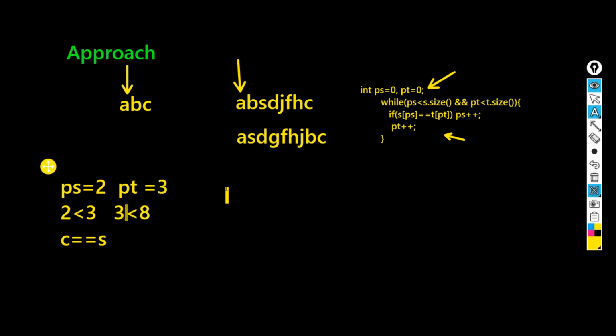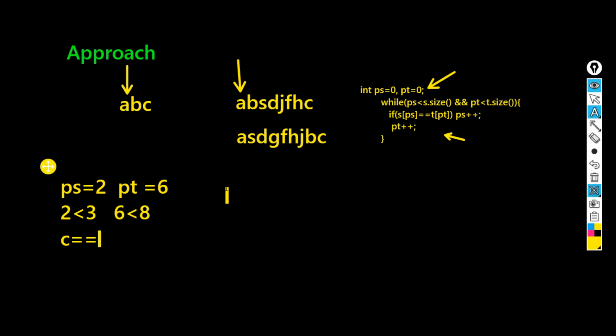Now 3 is less than 8, true. Here C will be as it is, and in place of S, D will come. D is not equal to C, so we again increment PT. It will be 5. 5 is less than 8, true. Here it will be J, so it is also not equal. We will not increment PS and PT will be 6. Again we are incrementing this, here it will be 6.